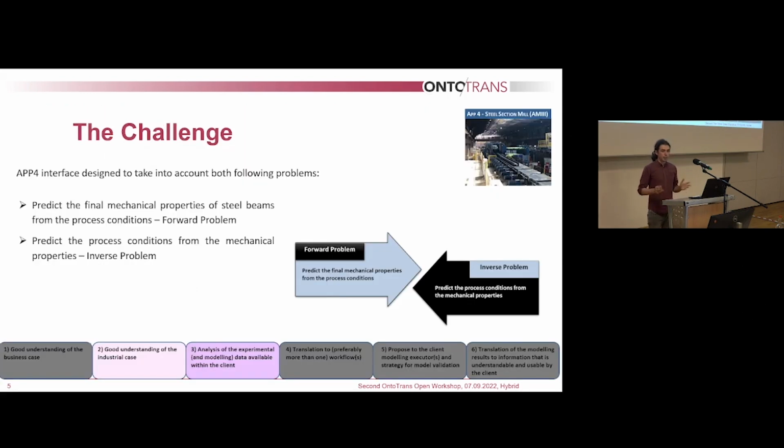So the challenge that we came up with was twofold. We split it into two separate ideas: the forward problem and the inverse problem. We sometimes confuse things by calling it the backwards case or backwards problem, but that's just nomenclature. They're all the same thing. The forward problem is to predict the final mechanical properties of the steel beam from the input properties that were used to create it, for instance, all those temperatures and times I was discussing before.